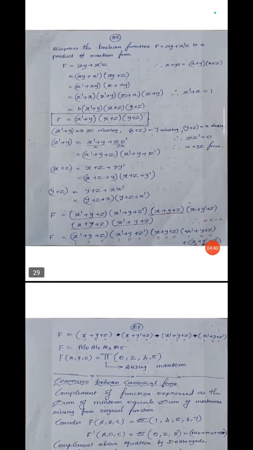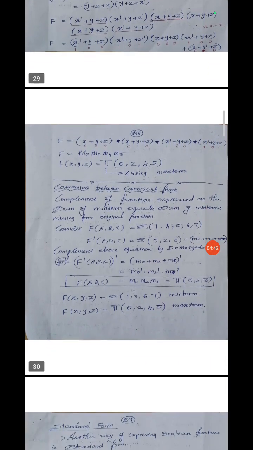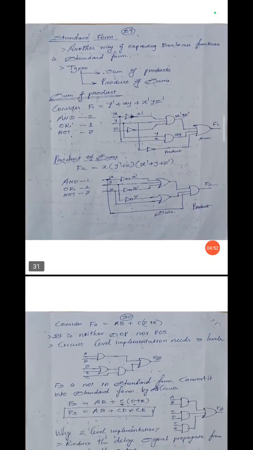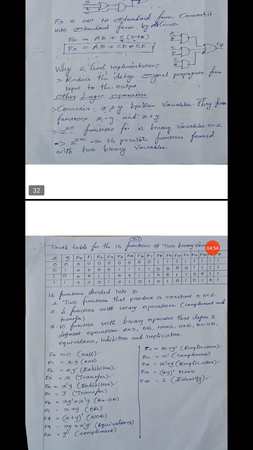Then conversion between canonical forms. One min term to max term, max term to min term. This type of conversion. So these are the problems that will be asked in unit 1.